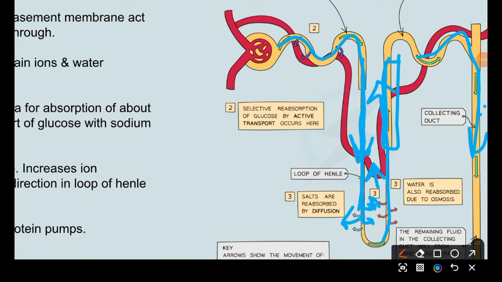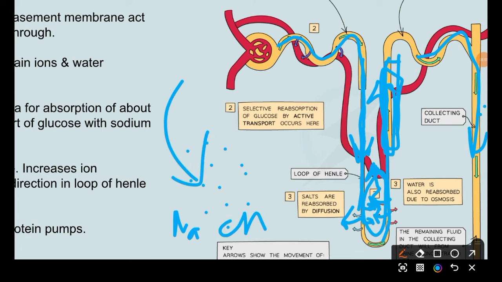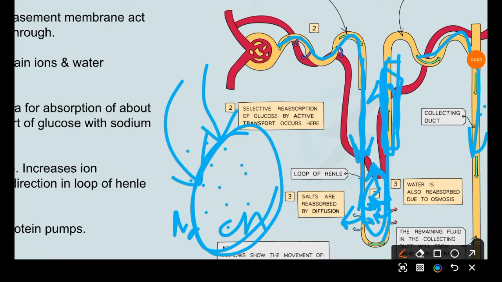How we're ensuring this happens is through the ascending limb. The ascending limb is going upward, the thicker one. It's impermeable to water, but it has certain pumps that pump out ions. Why does this help us? Because if you have lots of ions here, as we know from osmosis, the place with more ions, like Na ions and chloride ions, water is gonna go there. So we're taking all the ions to the interstitial fluid so that water can go there and follow the ions.